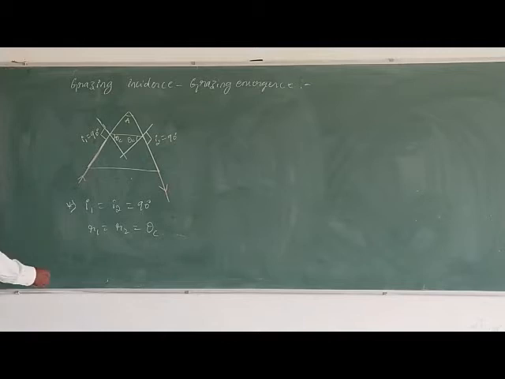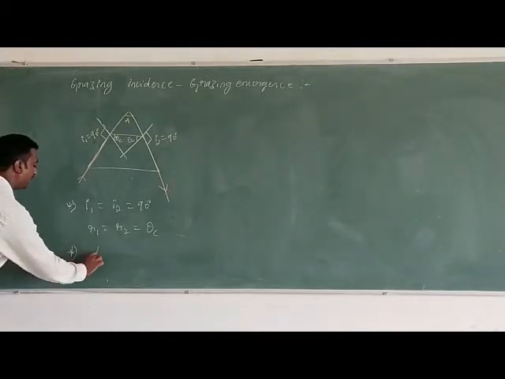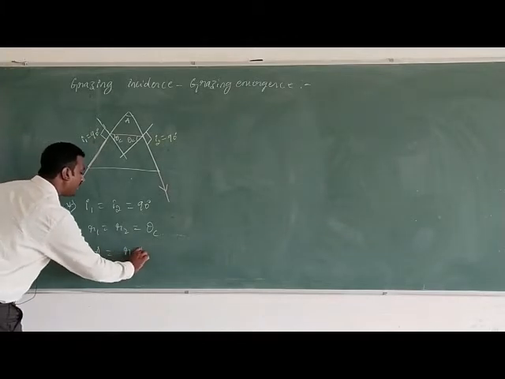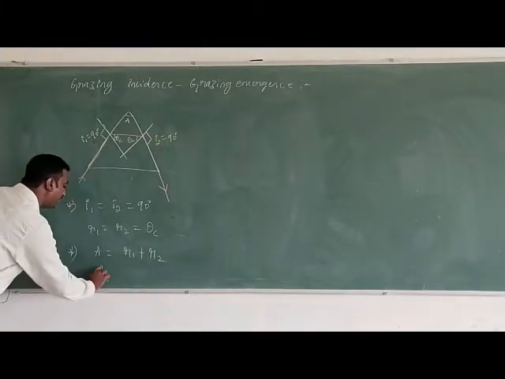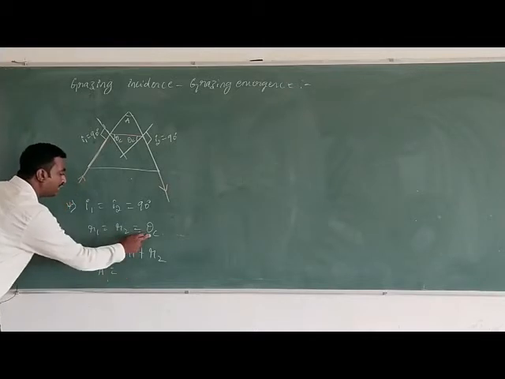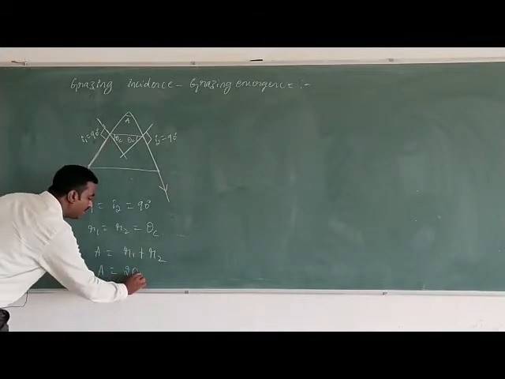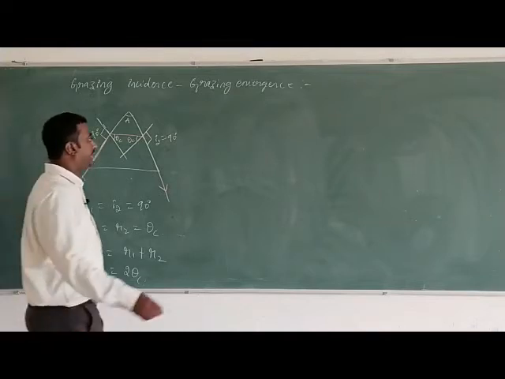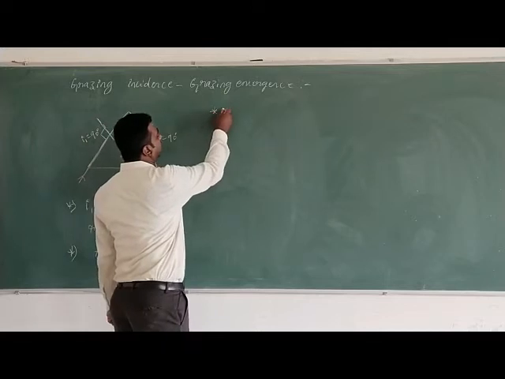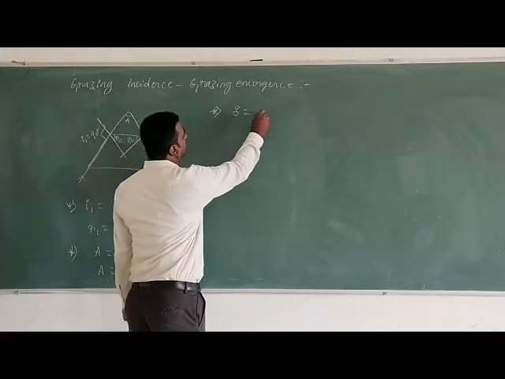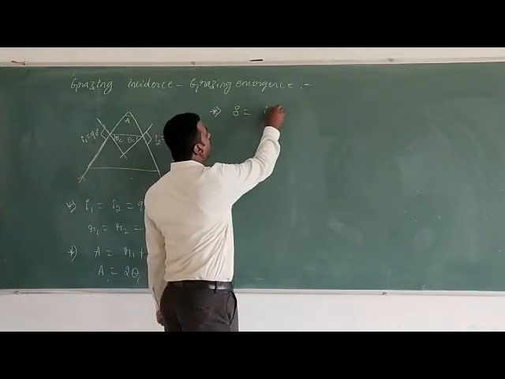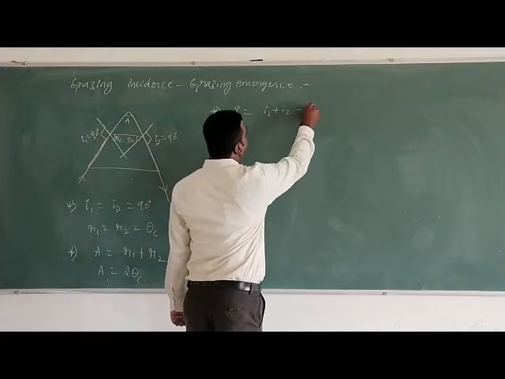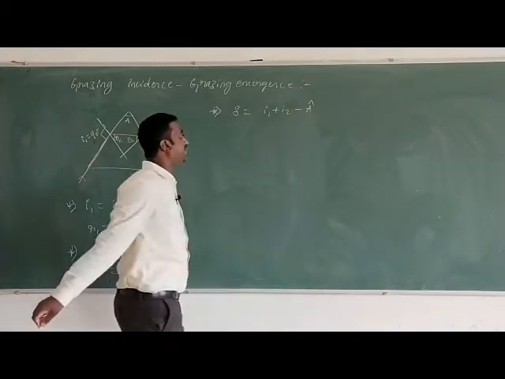Next, to find the deviation angle of the prism, first A is equal to R1 plus R2. So what is the angle of the prism? R1 plus R2, with R1 and R2 each equal to theta c, becomes twice the critical angle. A is equal to 2 theta c. Next, if you want to find the deviation, it is I1 plus I2 minus the angle of the prism. This is the deviation formula.